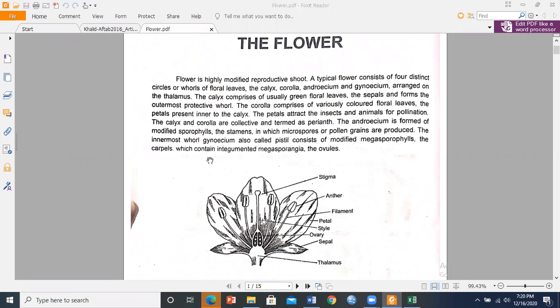The carpels contain integumented megasporangia, the ovules. Integumented is a term which is used for covering. The carpel is actually the cover for the ovule. Inside the ovary, ovules are present. And what are ovules? Ovules are integumented megasporangia. Integumented means covered megasporangia. Megasporangia is a plural and megasporangium is a singular term.